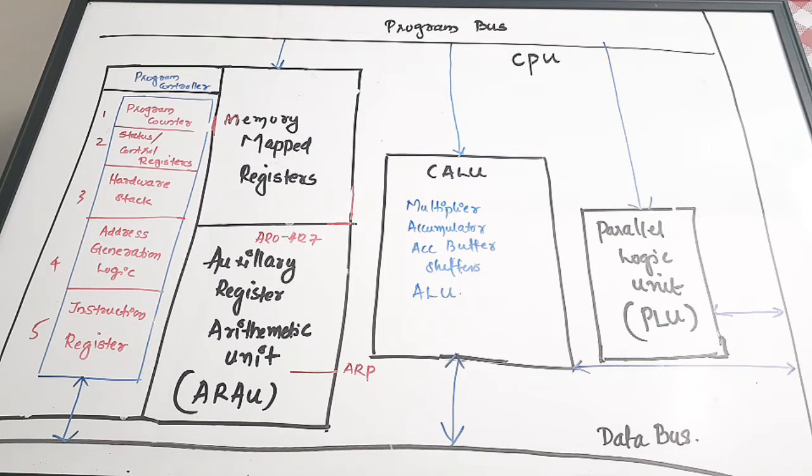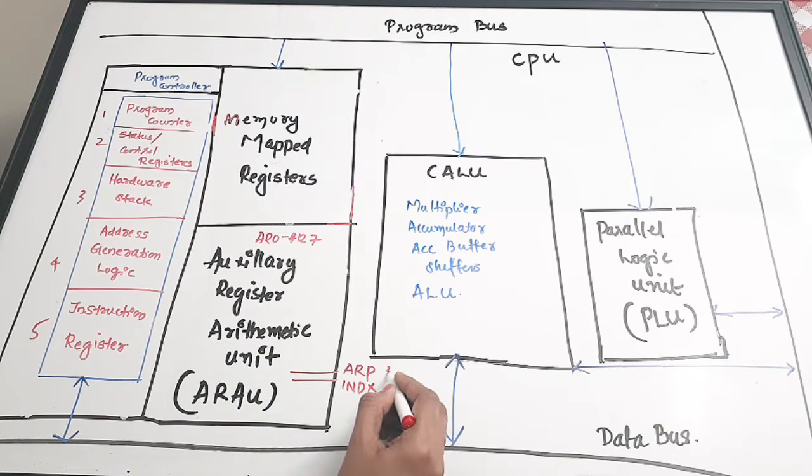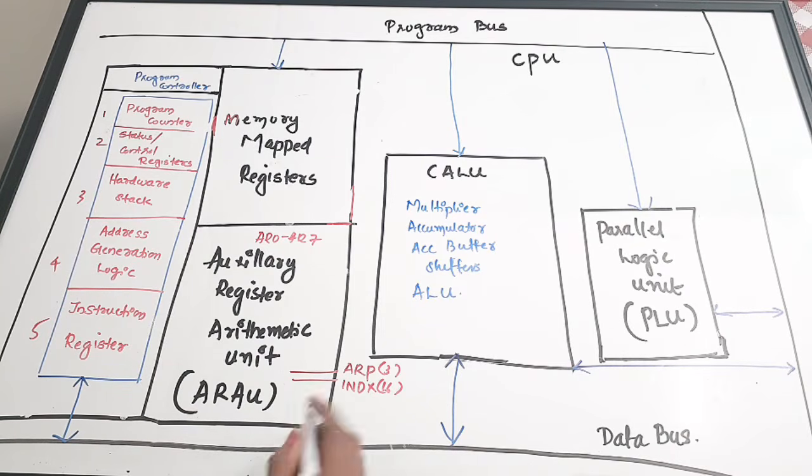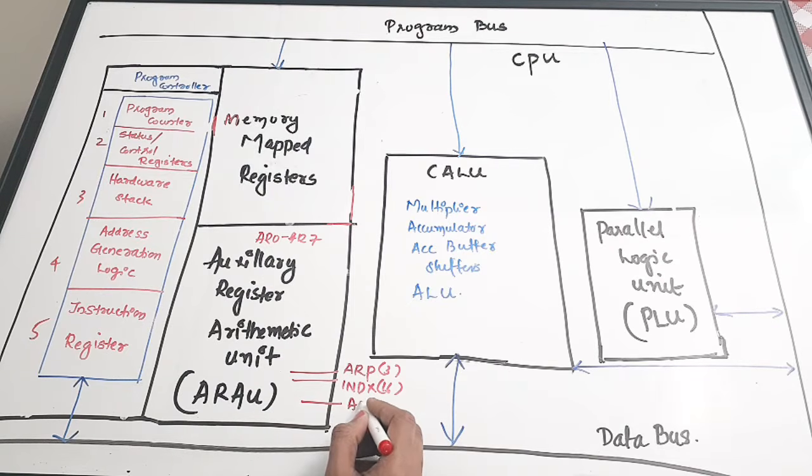Then there is a 16-bit index register represented as INDX. So this is a 3-bit pointer, and this is a 16-bit index register. And there is a 16-bit auxiliary register compare register, ARCR. Again 16-bit. So these are the 3 other elements present along with AR0 to AR7.